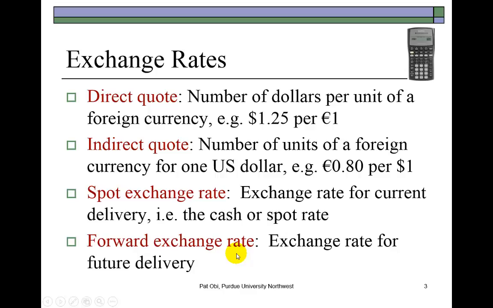The foreign exchange market is also referred to as the Forex market, and exchange rates can be represented by the notation FX, F as in Frank, X as in Xerox.